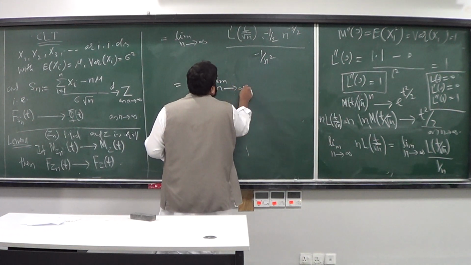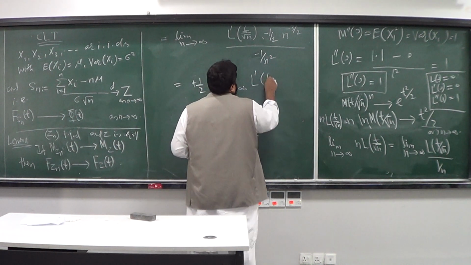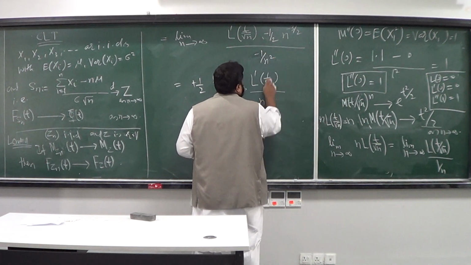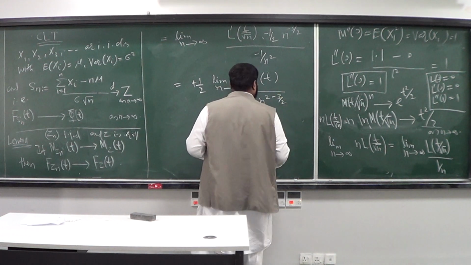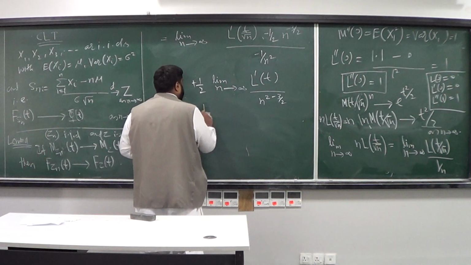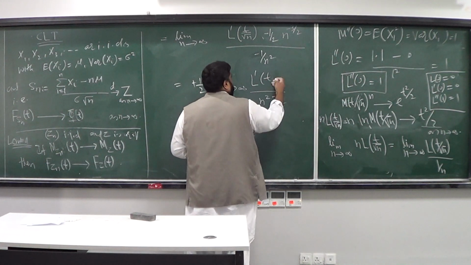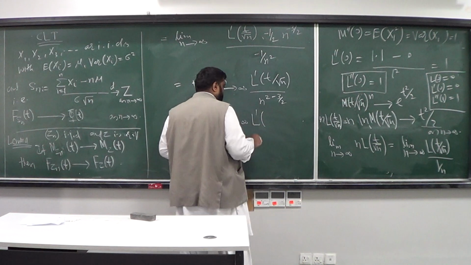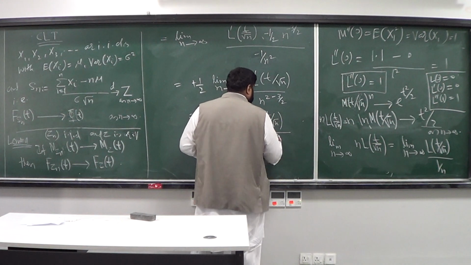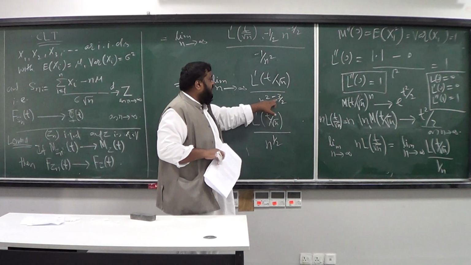The limit as n goes to infinity, or maybe this will become plus 1/2. So this will become L prime of t. If I take this power down, this is going to be n power 2 minus 3/2. So this will become 1/2 of the limit as n goes to infinity of L prime of t over square root of n, divided by n power 1/2.